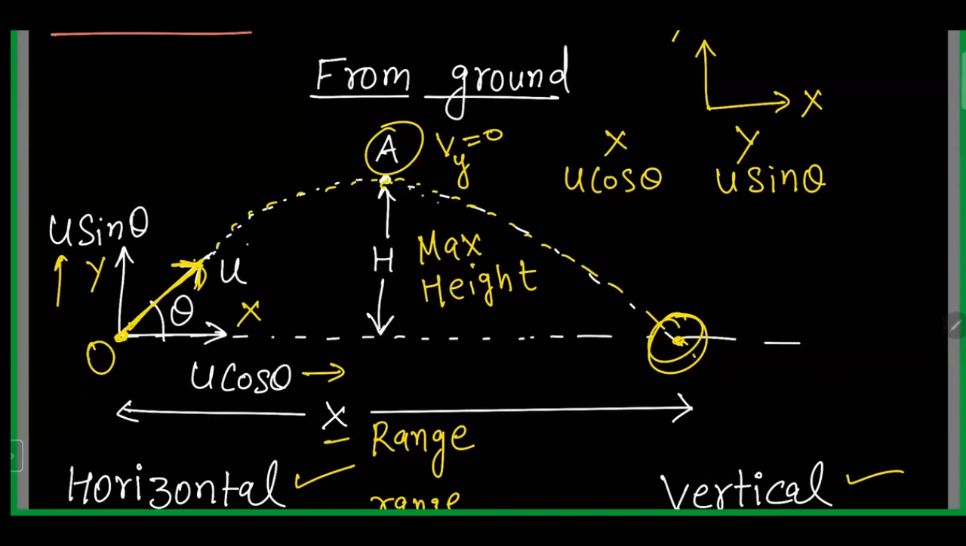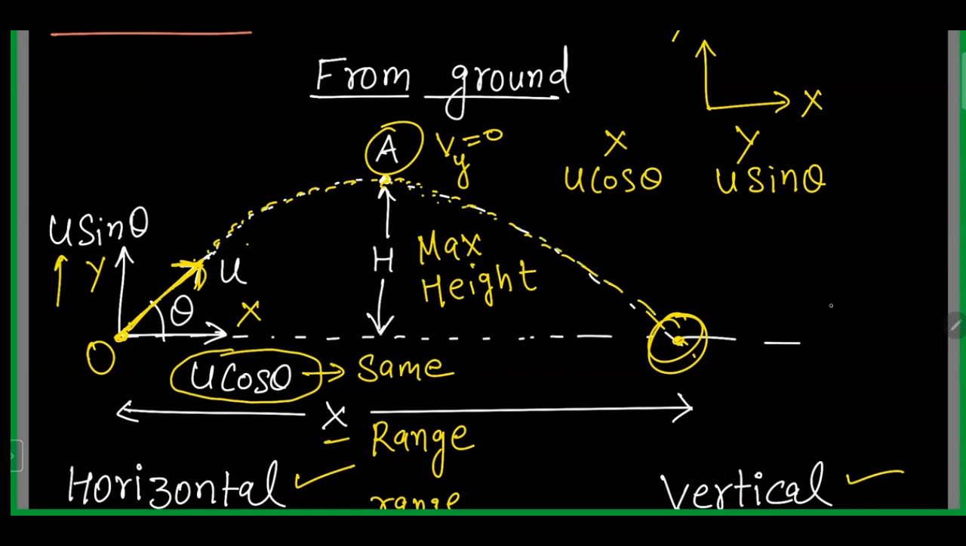I will again repeat this. Your x velocity will remain constant. It will always remain constant. u cos theta will remain constant. Why? Because there is no acceleration along x. So the velocity along x will remain the same. But your vertical velocity will first decrease until it becomes 0, and then it starts increasing in the negative direction.